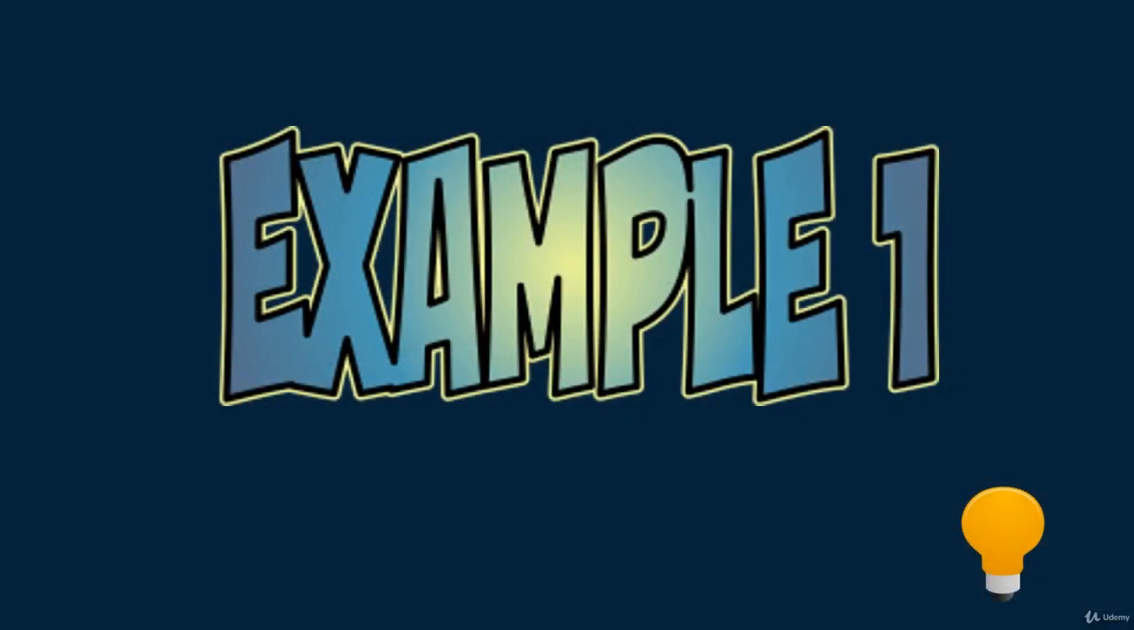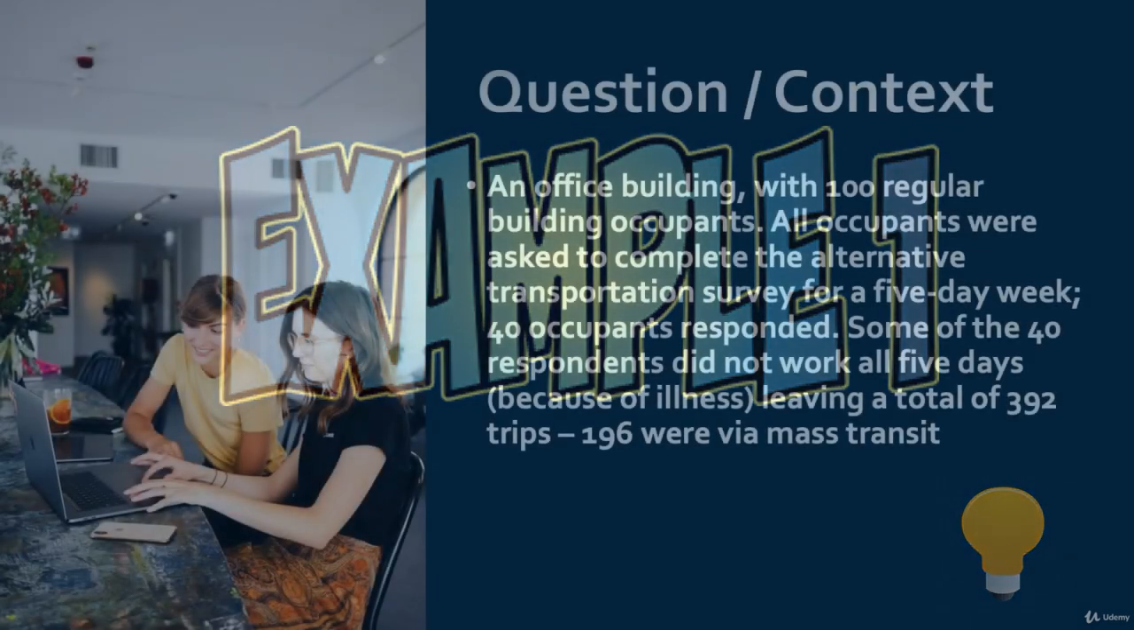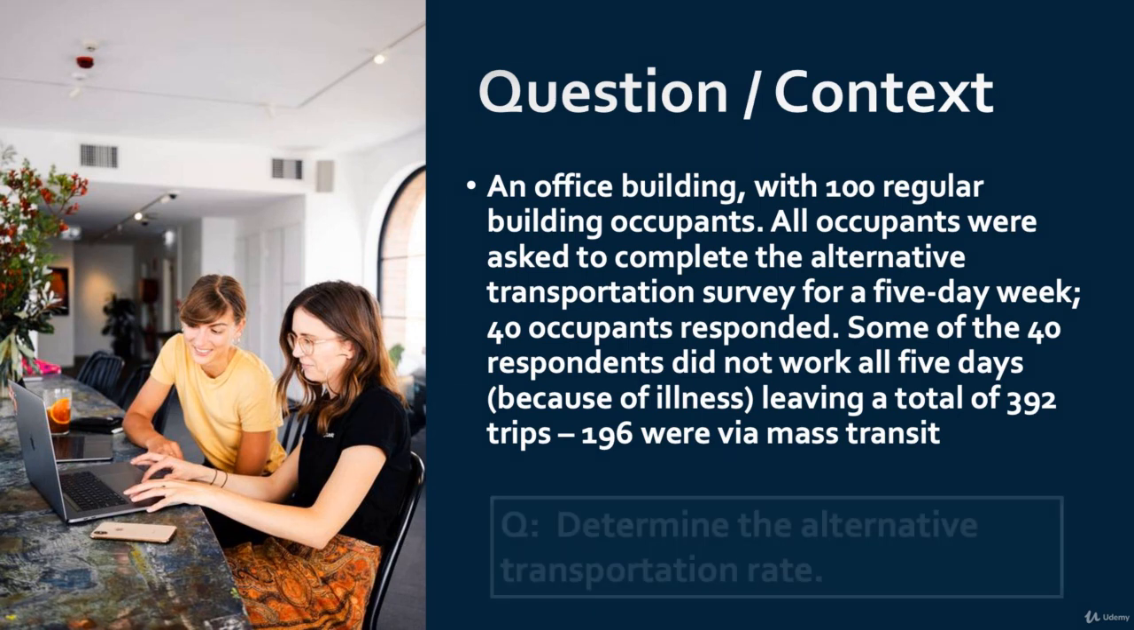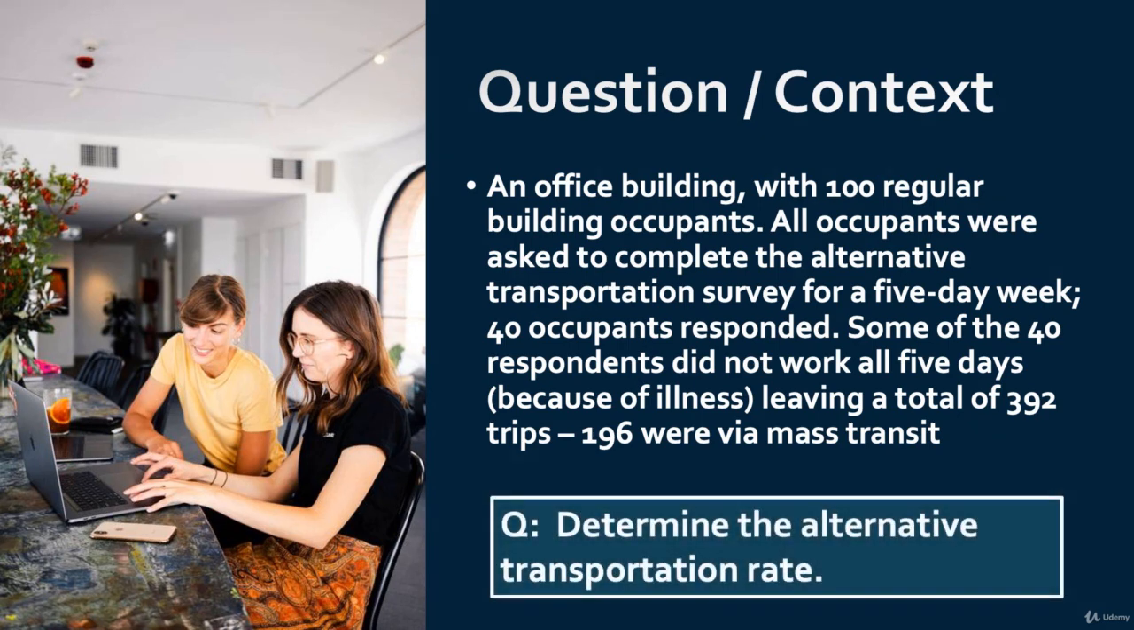The data provided is as follows. You have an office building with 100 regular building occupants, and all occupants were asked to complete the alternative transportation survey for a 5-day week. 40 occupants responded, and some of the 40 respondents did not work all 5 days because of illness, leaving a total of 392 trips. And of this, 196 were via mass transit. Determine the alternative transportation rate.